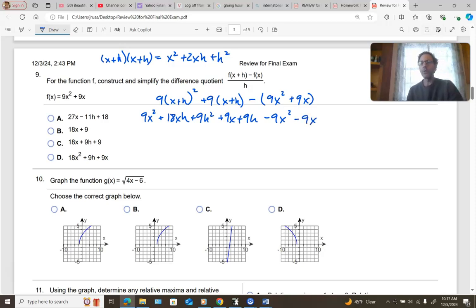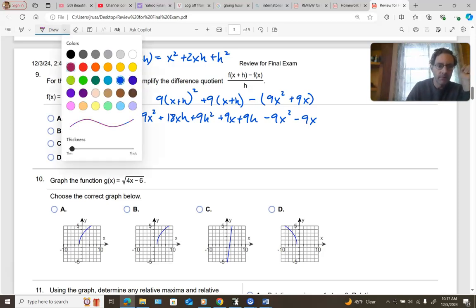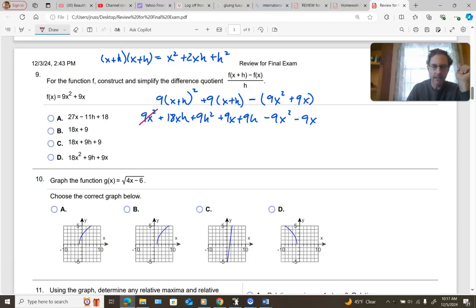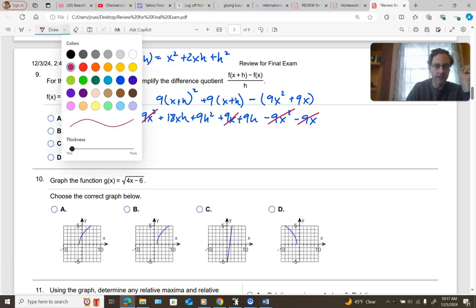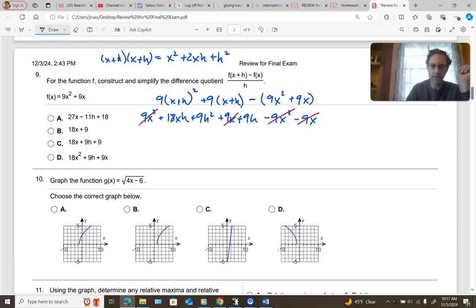Now this is the part where you should be able to combine and cancel a lot of these terms. So the 9x squareds cancel, they're opposites, and the 9x's cancel, they're opposites as well. And so this just leaves me with 3 terms, 18xh, 9h squared, and 9h.